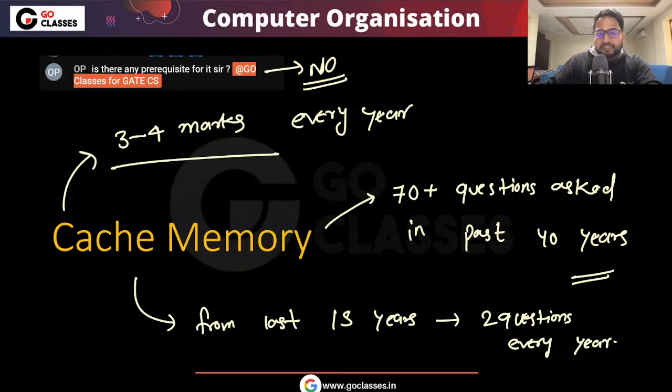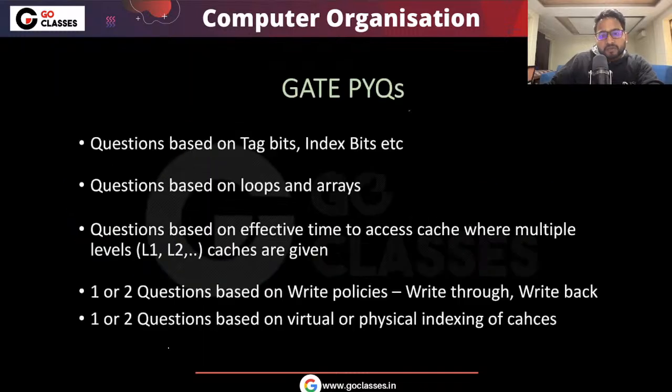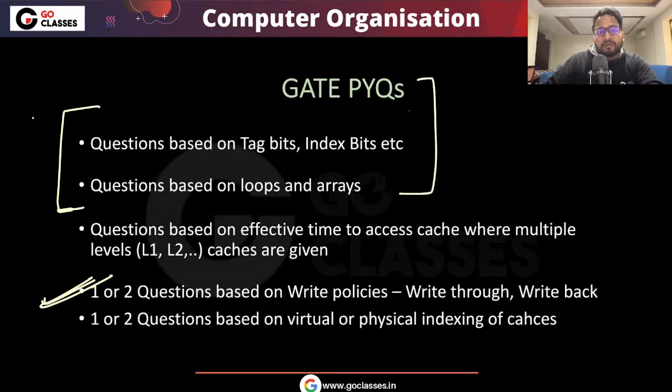Let me quickly read out the chats. Some of the people are asking, sir, will you be doing write back and write through questions in this session? Let me tell you that only 1-2 questions have been asked from write back and write through. So I will not be focusing on write back and write through because it is a very rarely asked topic. In this particular session we will be focusing very particularly on these two.